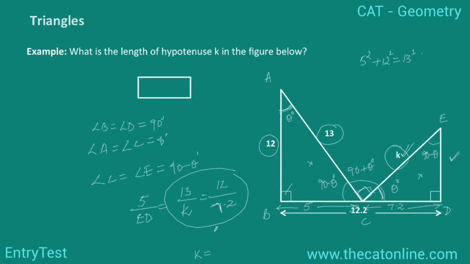So just solve this out. In case you have a calculator available with you in the exam, it will be a very simple calculation. So 13 into 7.2 gives you 93.6. Divided by 12, you will get your answer as 7.8. This is the value for K that we have.